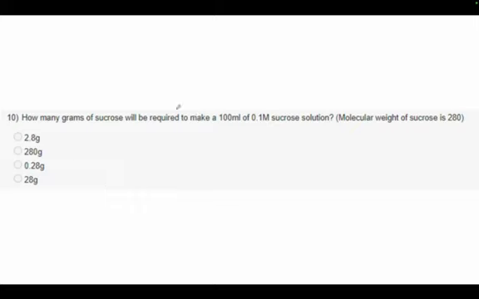How many grams of sucrose will be required to make 100 ml of 0.1 molar sucrose solution? Molar weight of sucrose is 280. Okay. Let's start from the basics. What is the definition of molarity? Molarity is, if I have a 1 molar solution, 1 mole of the solute in 1 liter.